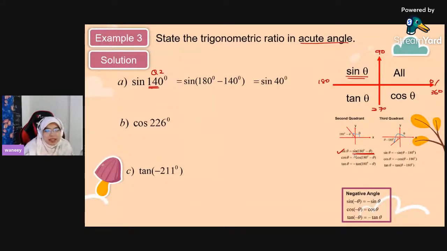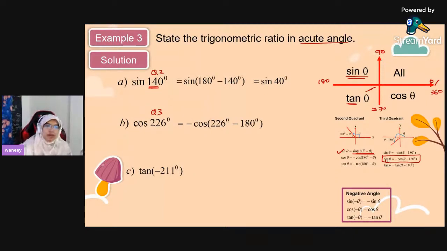Okay, cos of 226. Where is 226? Obviously 226 is somewhere in between 180 and 270. So they are actually in the third quadrant. So go to the third quadrant. This is only positive for the tangent. So that means if you have a cos, they will become negative. So cos of theta is equal to negative cos of theta minus 180. Using that formula, we have negative cos of 226 minus 180, so negative cos 46 degrees. Okay, so this is already in acute angle. They are in between 0 and 90.